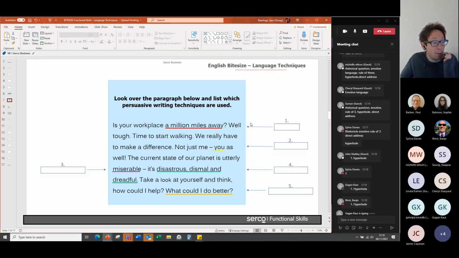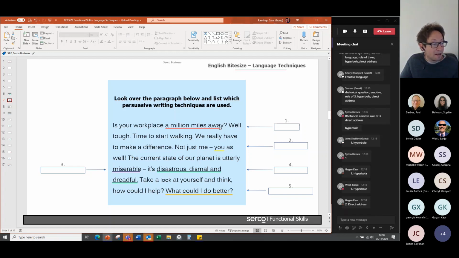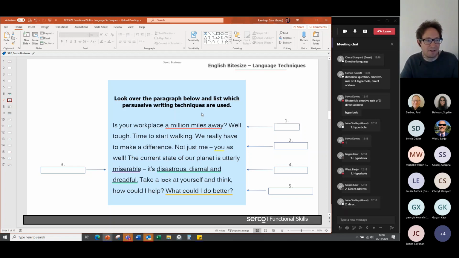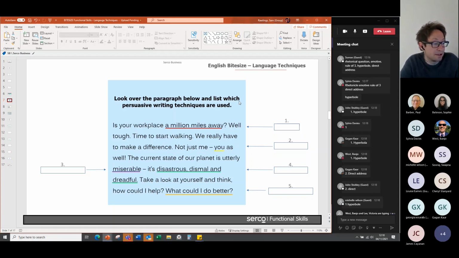Yeah, absolutely. So number 1 is definitely a really good example of hyperbole, because you can see, is your work pace a million miles away? So we often say something's a million miles away when we try and emphasize how far away it is, but it's not literally a million miles away. It's maybe a few miles away. So good. Number 1 is hyperbole. Let's take that off there then, because you've got it.